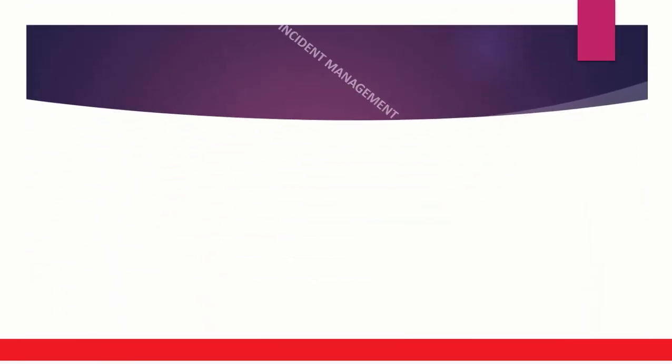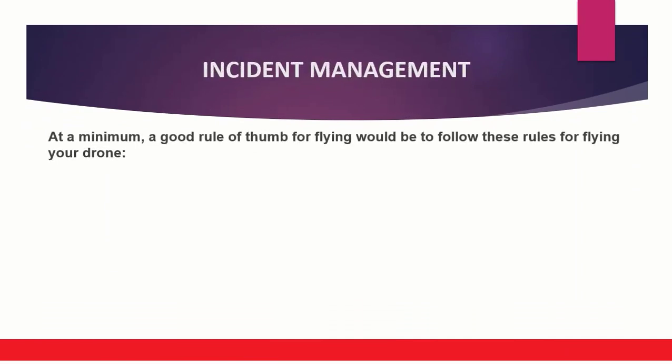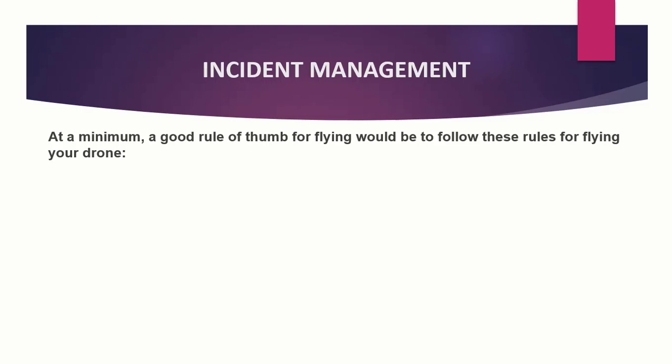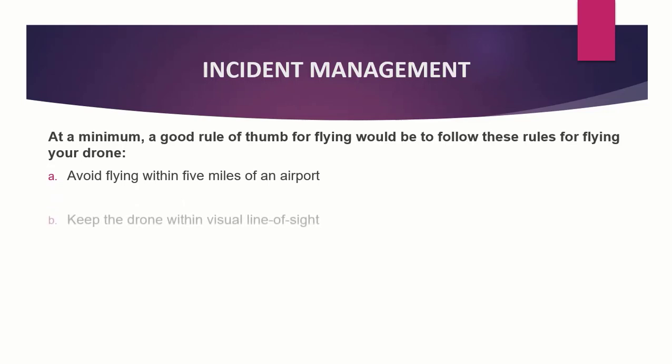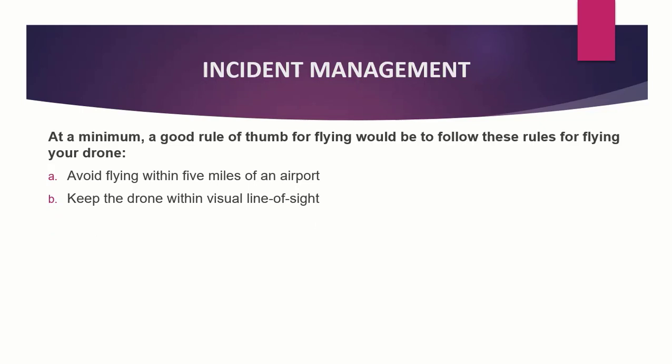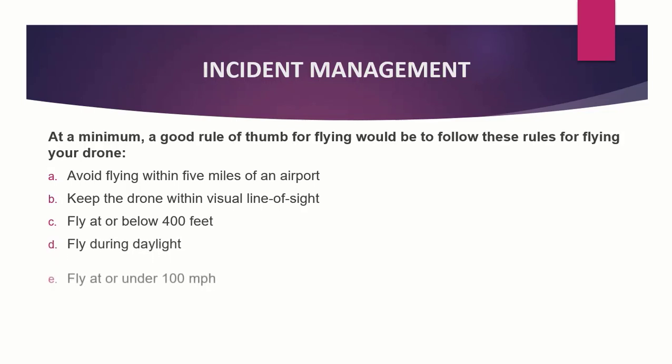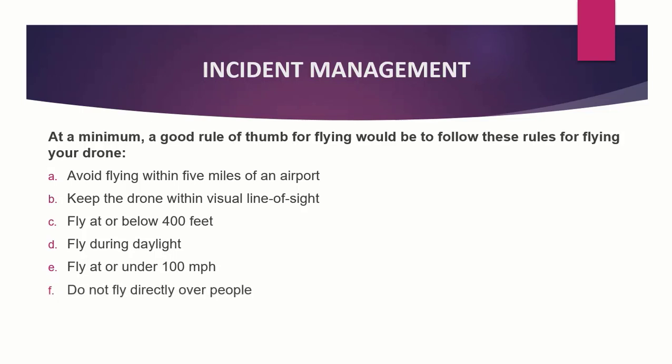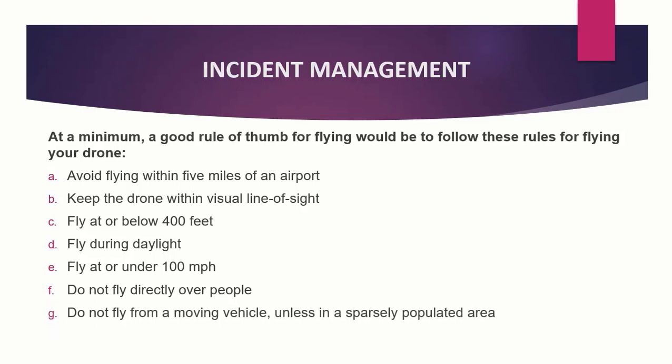Incident management. At a minimum, a good rule of thumb for flying your drone would be to follow these rules. Avoid flying within 5 miles of an airport. Keep the drone within visual line of sight. Fly at or below 400 feet. Fly during daylight. Fly at or under 100 miles per hour. Do not fly directly over people. Do not fly from a moving vehicle, unless in a sparsely populated area.